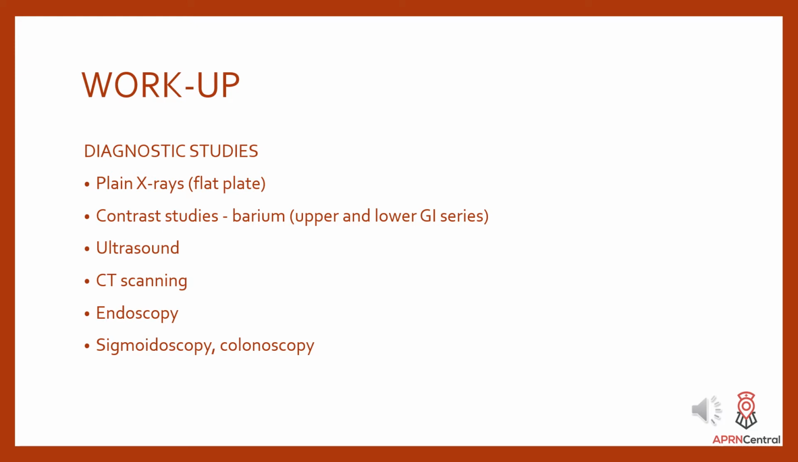So you may do a flat plate, and often we'll look at these, and this will give you an idea whether or not there's air under the diaphragm. Is there a perforation? Is there a bowel obstruction? These type of things. Sometimes with your abdominal series, you're going to get a chest, so you may even pick up on a pneumonia that the patient didn't know they had. Contrast studies. These are your barium, your upper and lower GI series.